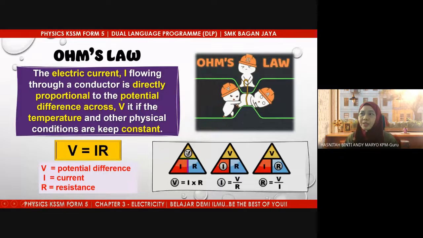And this triangle will help you to know the relationship between all these three parameters. If you want to find V, V equals I multiplied by R. If you are looking for the current I, it can be determined from V divided by R. And if you want to find the resistance, it is given by voltage or potential difference divided by current, V divided by I. So you can add this triangle in your module. Very simple formula, V equals IR, represents Ohm's law.